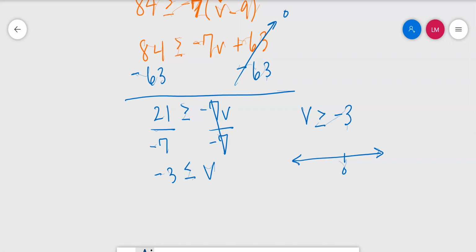So 0. Here's negative 3. I want everything greater, so I need a greater than and equal to, bracket and shade everything greater, going to the right towards positive infinity. Here's our interval notation. Okay, and remember, set builder would just be put your such that v, put your squiggly line, and then that's that. Okay, so I hope that's making sense now, guys.